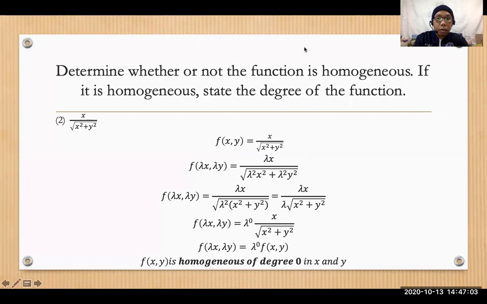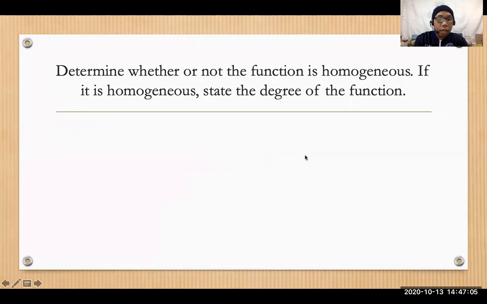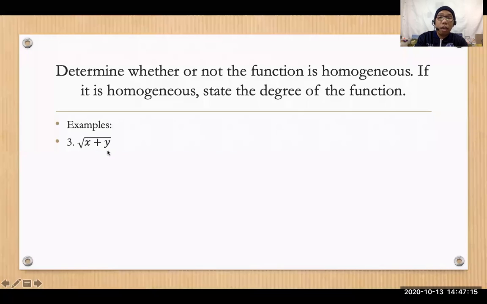Now let's go over these other examples here. Take a look at this: square root of x plus y. So my question is, is the square root of x plus y a homogeneous function or not? If it's homogeneous, then what is the degree of that function?